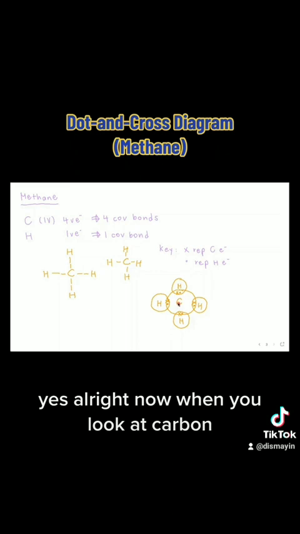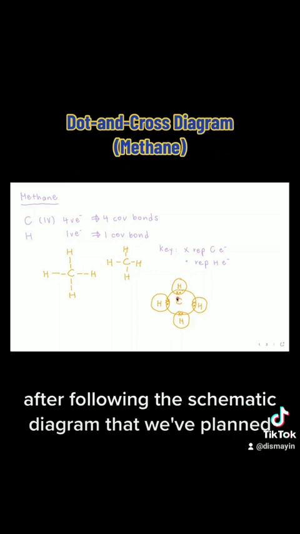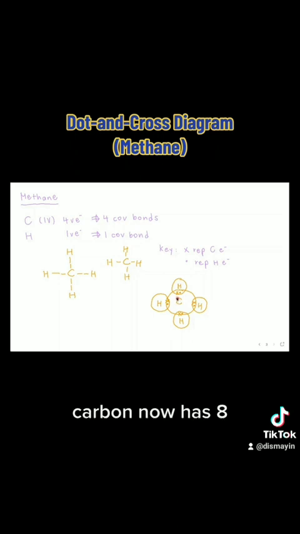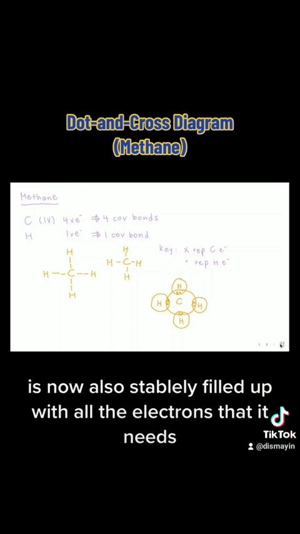Now, when you look at carbon, after following the schematic diagram that we've planned, carbon now has 8. Let's see, 1, 2, then 3, 4, 5, 6, and 7, 8. So with this, you can see that carbon with its second electron shell is now also stably filled up with all the electrons that it needs.